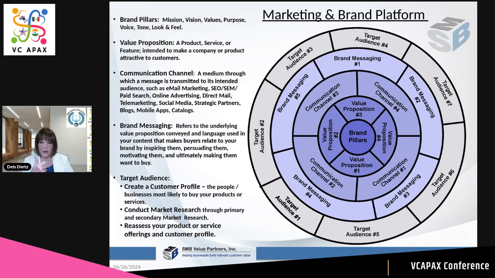So you're talking about your brand pillars. All of this is based on the pillars of your brand. So your mission, your vision, your core values as an organization, how you behave as an organization, your purpose, your voice, your tone, your look, your feel. Then your value proposition, it's either your product, it's a service, it's a feature. It's intended to make you attractive to your customers. Again, communication channel, just the medium that you're getting your message pushed through to your intended customers.